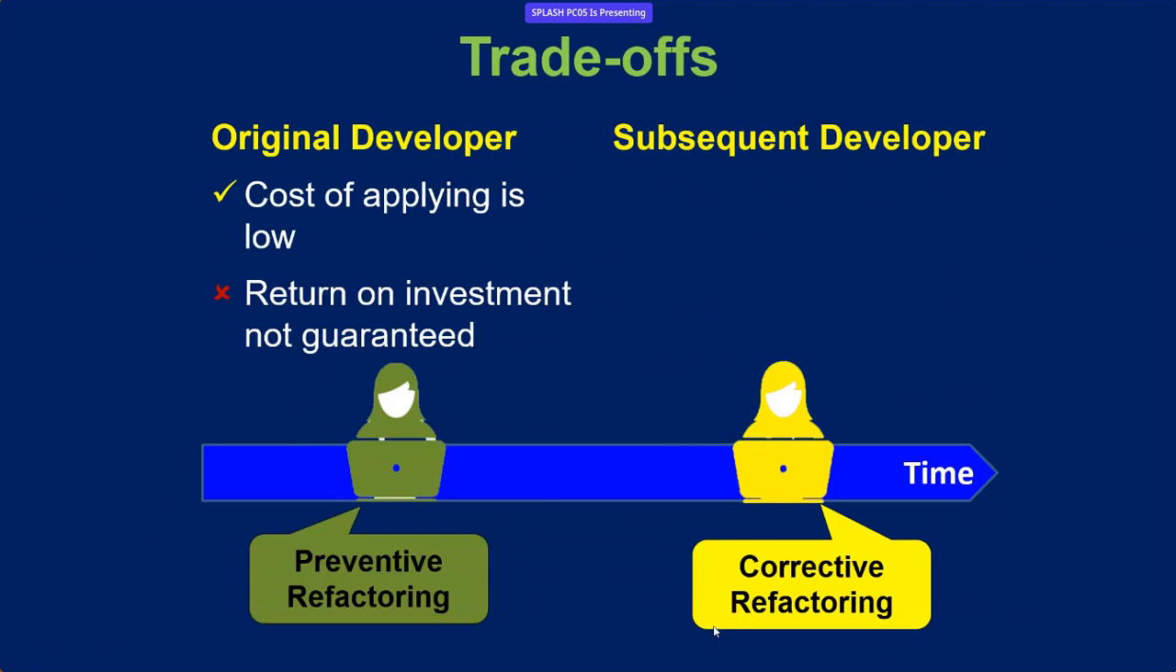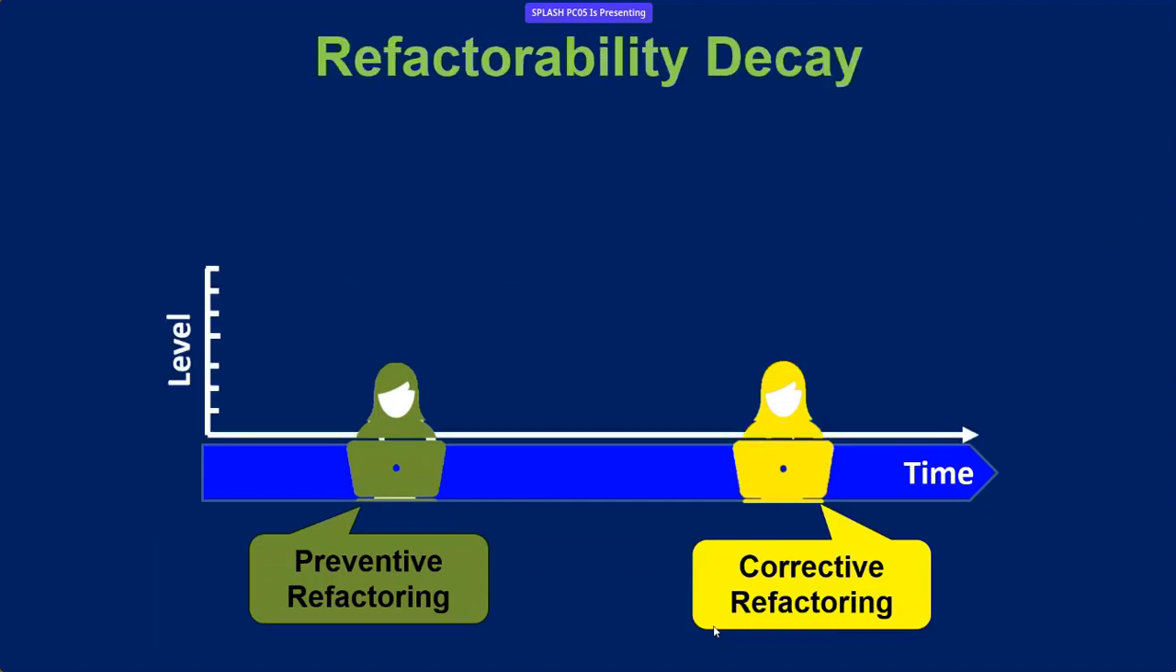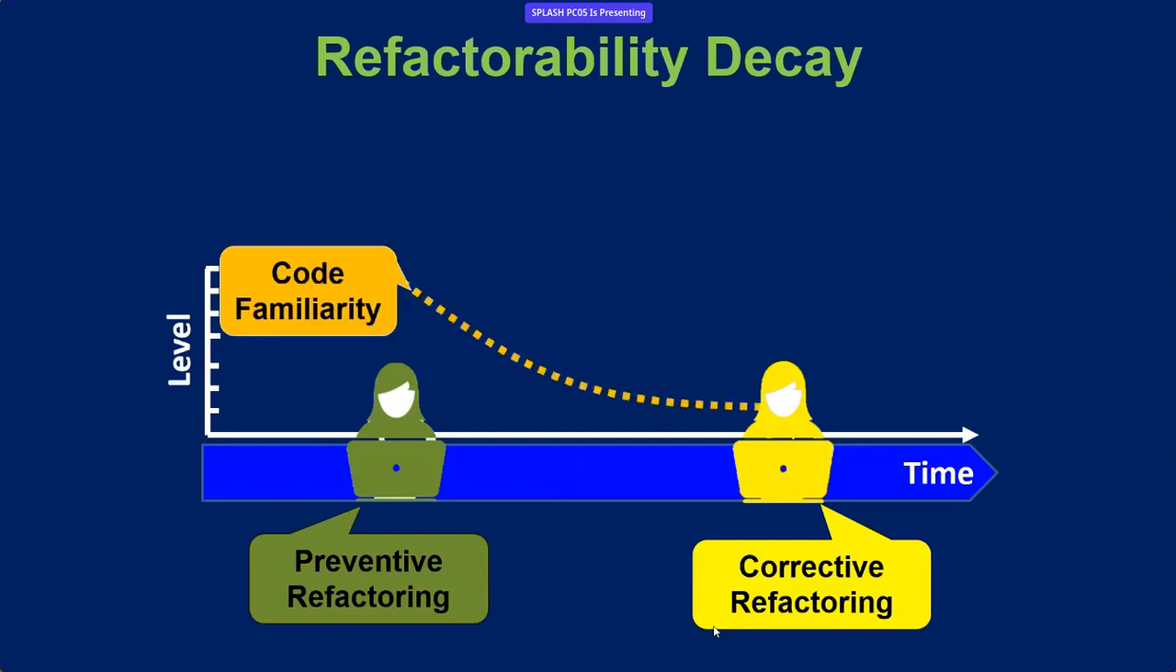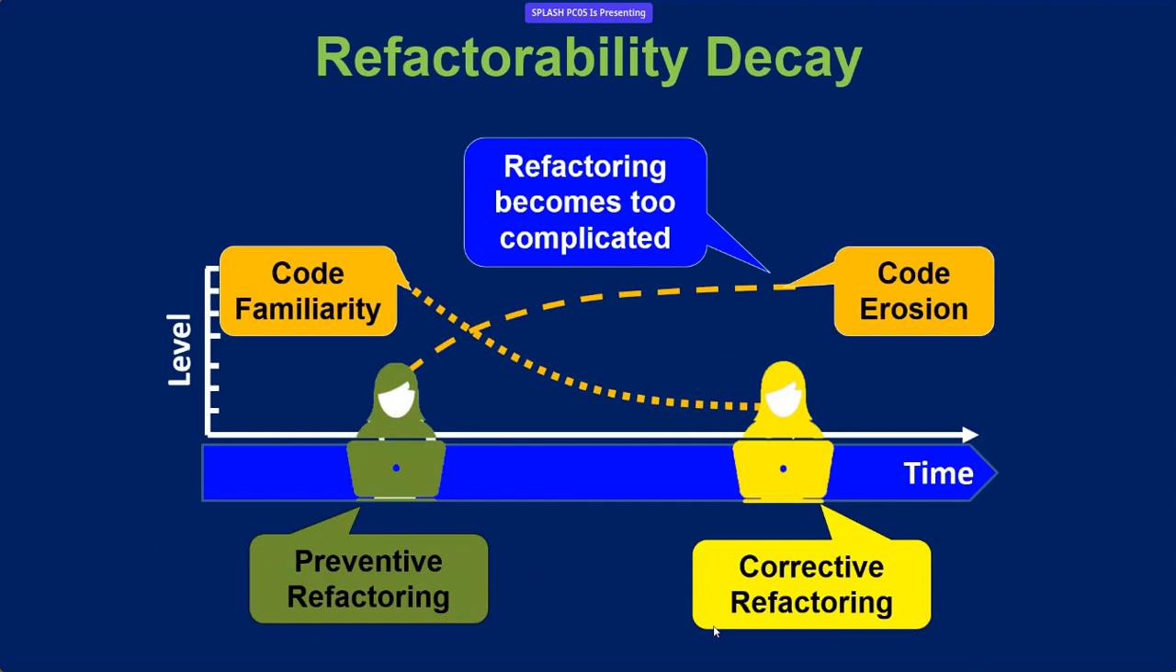At that point, code smells already occurred, so the need for refactoring is certain, but the cost of refactoring is much higher. Two factors contribute to this high cost. First, the developer that eventually performs the refactoring is usually less familiar with the code. Secondly, the code itself evolves over time, and erosion takes its toll, making refactoring more complicated, sometimes too complicated for the developer that it just gives it all up.